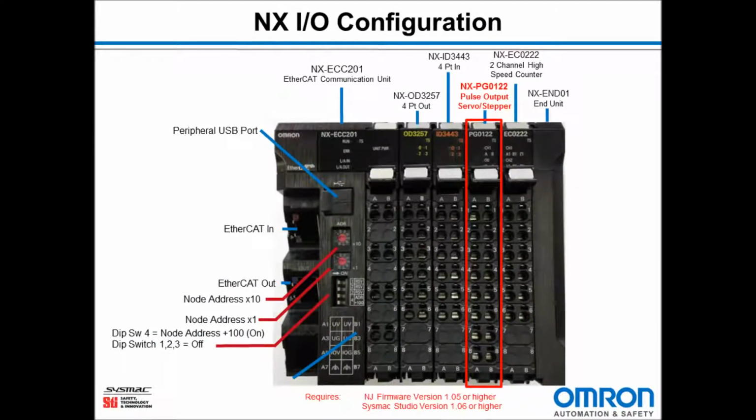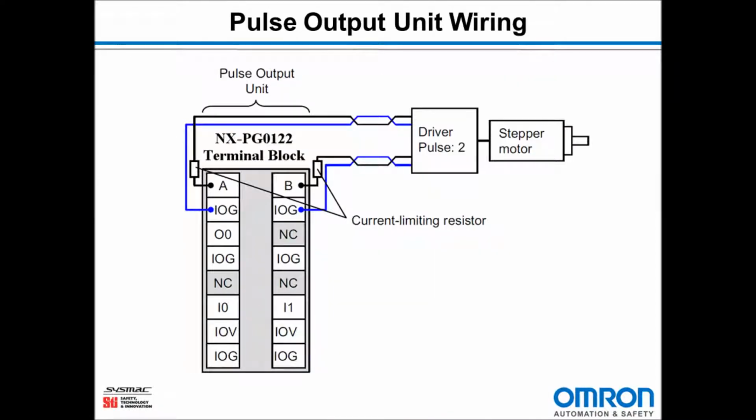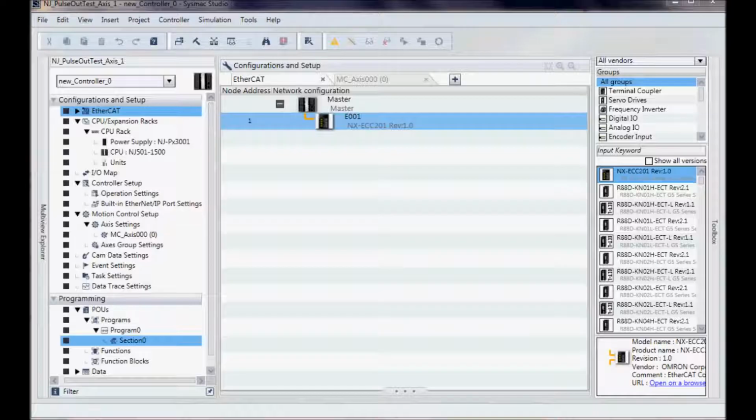Our NXIO consists of an EtherCAT communication unit, 4-point output, 4-point input, the pulse output unit, a 2-channel high-speed counter, and an end unit. I've created a project in Sysmac Studio and I need to be using an NJ version 1.05 or greater firmware in the CPU. My Sysmac Studio needs to be version 1.06 or greater.